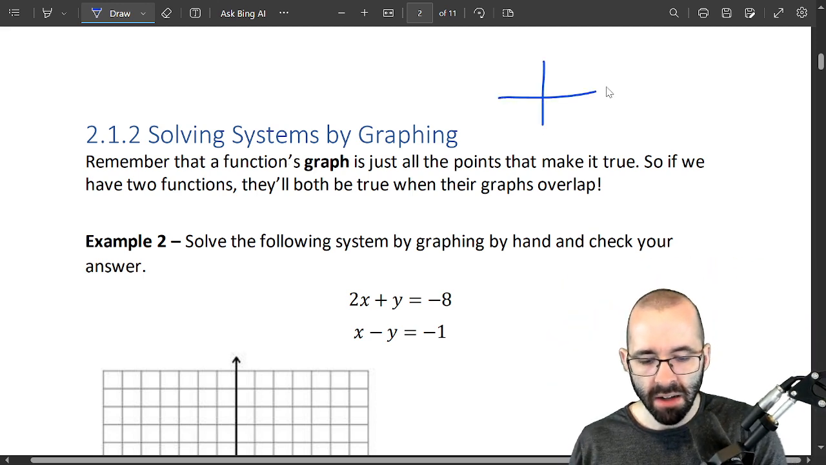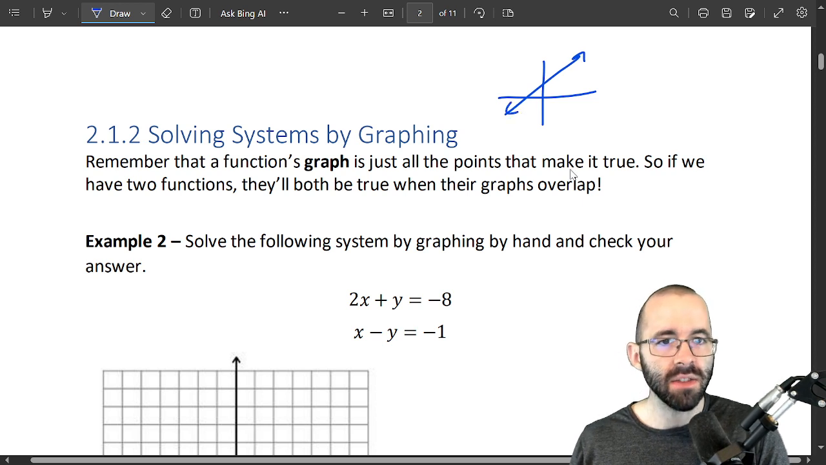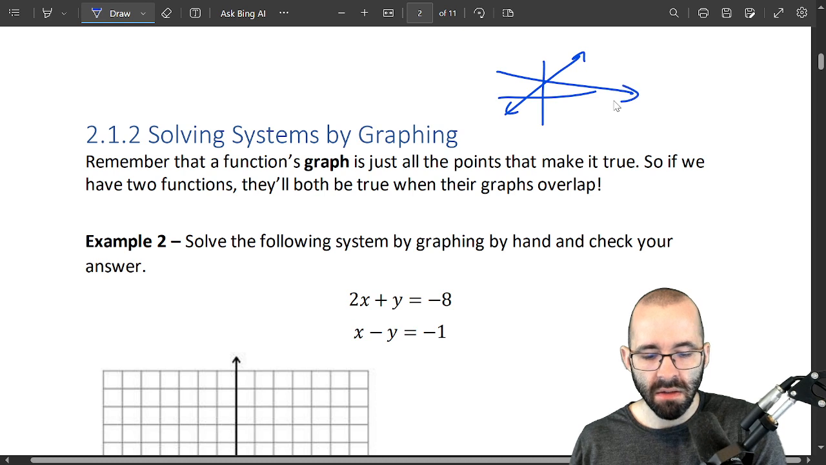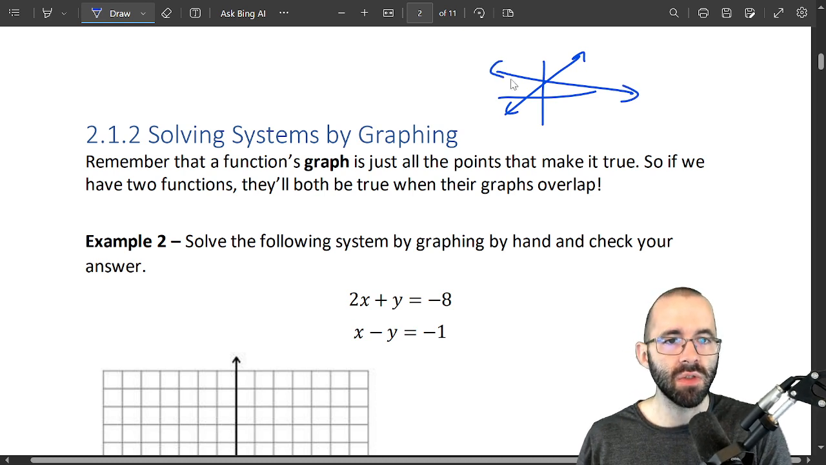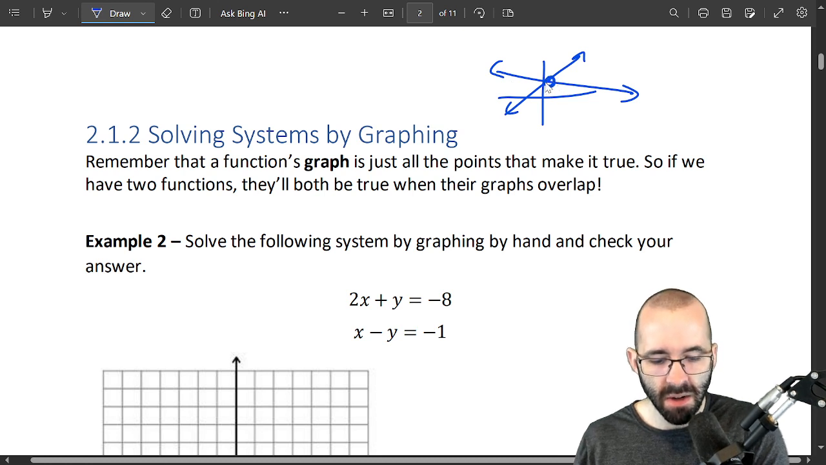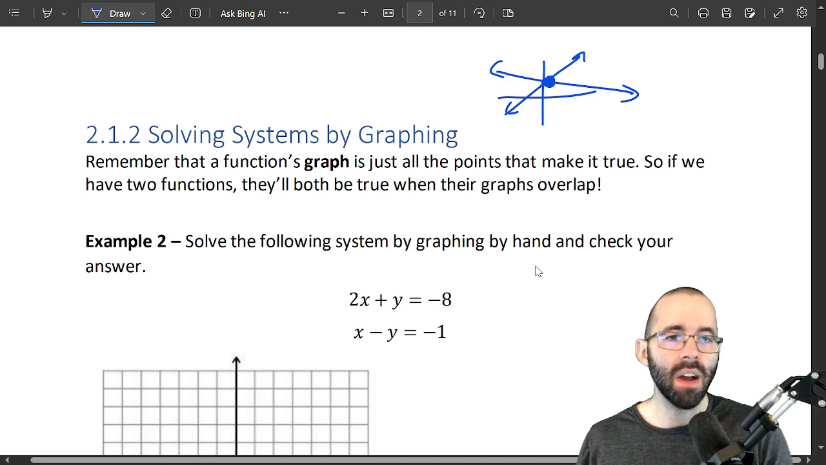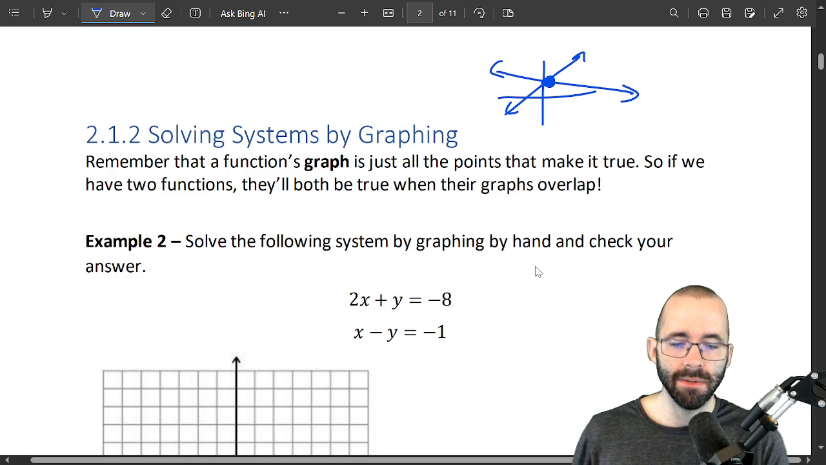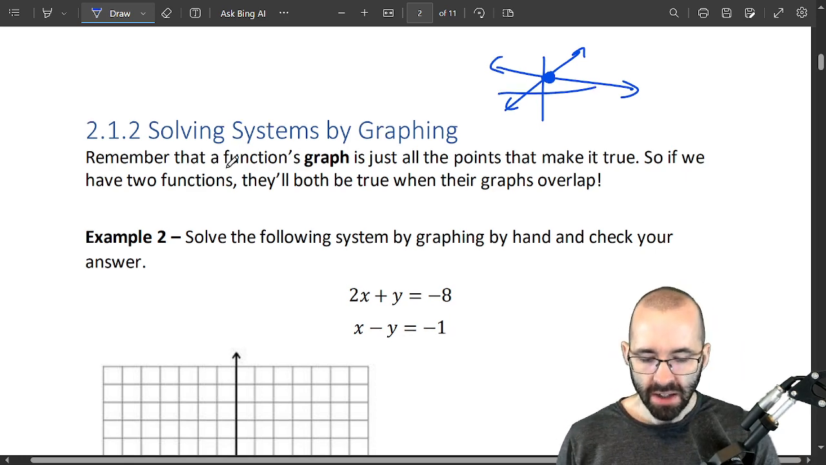If I have one line, well, that line is all the points where one equation's true. If I have another line, that's all the points that make that equation true. So when are both equations true, that'll be the solution of the system. At this point, x comma y. That's really what we're doing right here. So let's do an example.